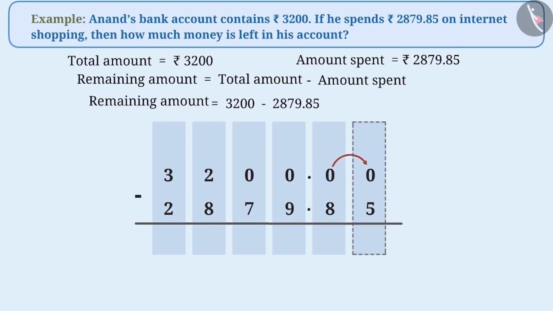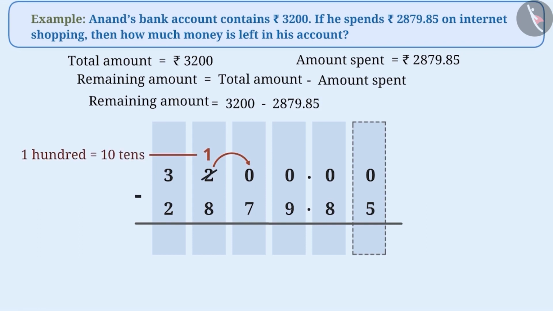But there is nothing to give at the tens place. So, we now borrow from the units place. But there is also nothing to give at the units place. So, we will borrow from the tens place. Here also, there is 0. So, it will borrow from the hundredths place. By doing so, 1 remains at hundredths place.